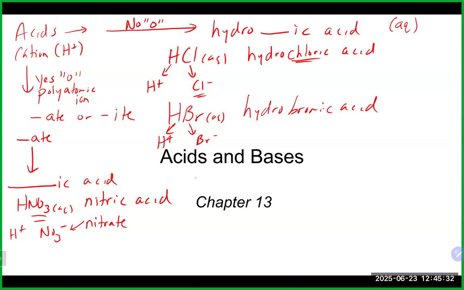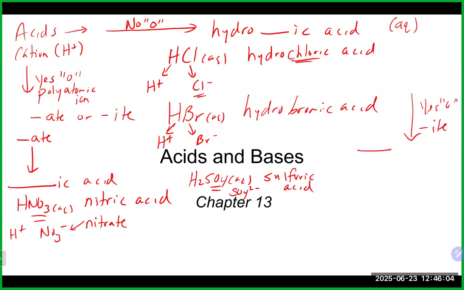If you have H2SO4, SO4 is SO4 2 minus, that is sulfate. This is sulfuric acid, right? And obviously we need two H pluses to balance out the charge, right? -2 on the sulfate, +1 twice gives us +2 on the other side. If it does contain oxygen and your polyatomic ion ends in ite, then it is something-ous acid, like HNO2.